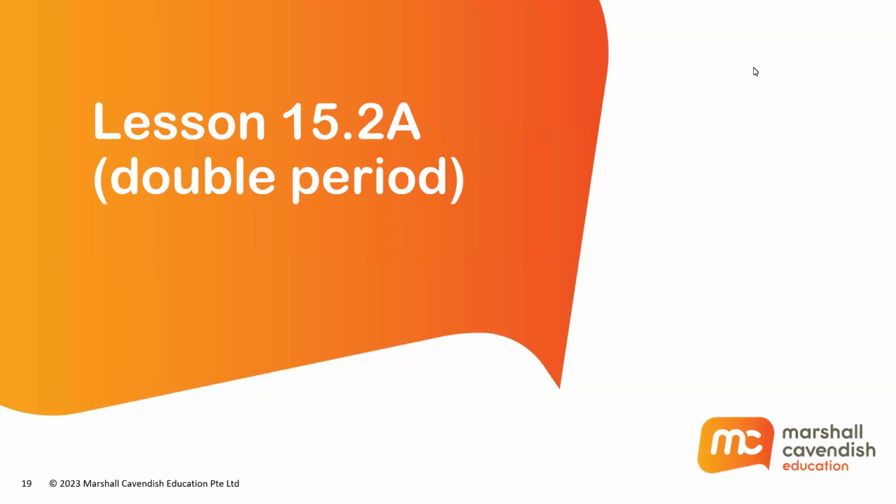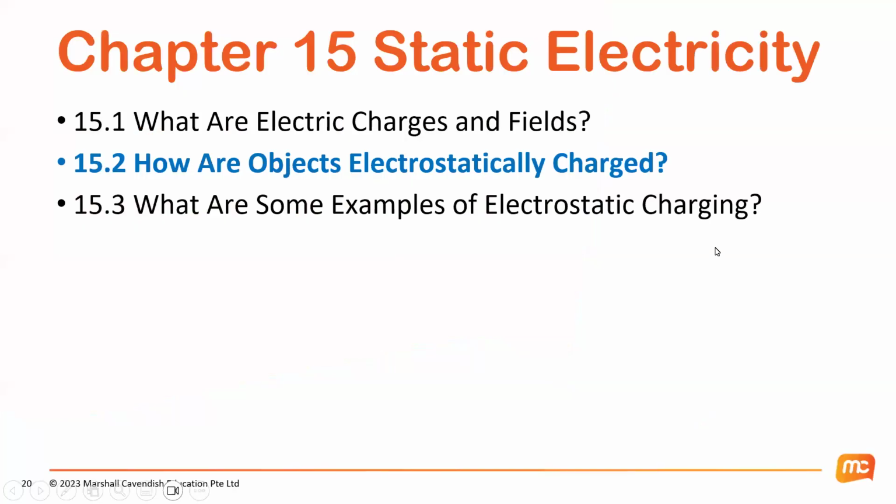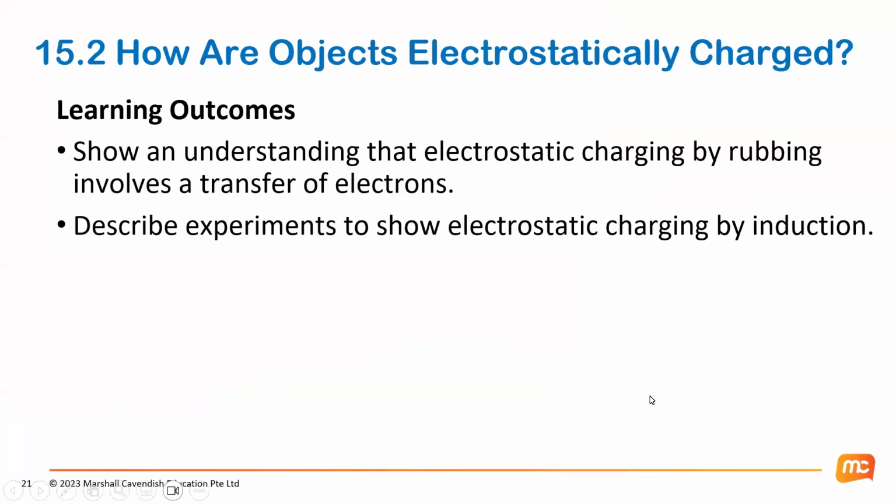Okay, we are moving into static electricity part 2. In this section, we'll be discovering how objects are electrostatically charged. How do we charge a neutral object to become positively or negatively charged?